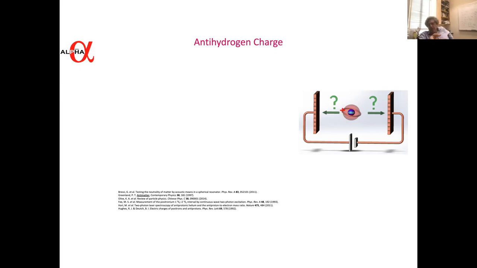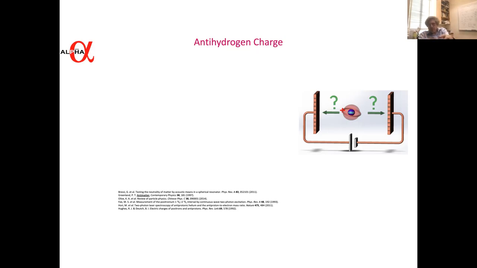Suppose the charges of the positron and antiproton were not quite equal. What might you do? Put one in an electric field? Yes, right, put them in an electric field. So that's the little picture here, the cartoon of what we did. You put in an electric field and see if you can manipulate it. If it has zero charge, you can't do anything. But because it's an experiment, you don't know if it has zero charge. All you know is it has charge less than what you can observe.